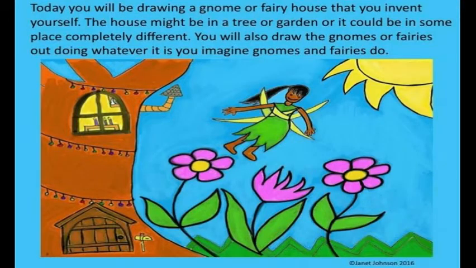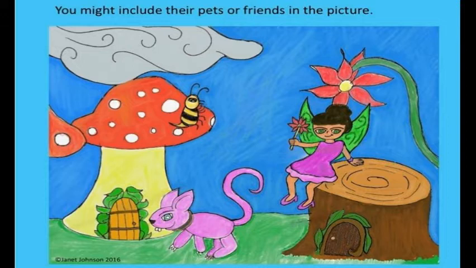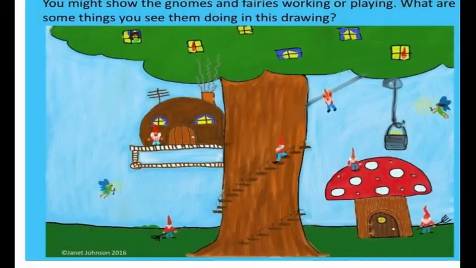Today, you will be drawing a gnome or fairy house that you invent yourself. The house might be in a tree or garden, or it could be in some place completely different. You will also draw the gnomes or fairies out, doing whatever it is you imagine gnomes and fairies do. You might include their pets or friends in the picture. You might show the gnomes and fairies working or playing. What are some things you see them doing in this drawing?